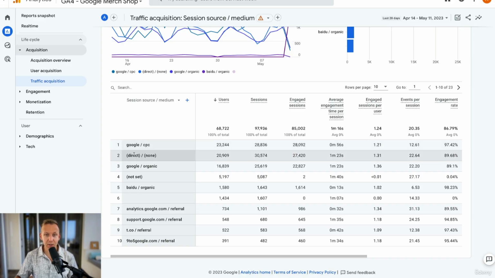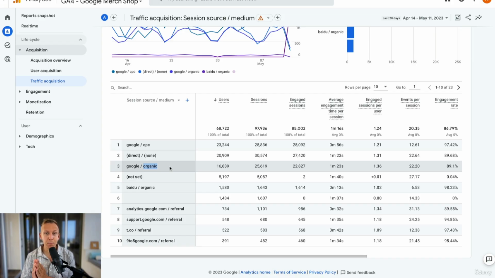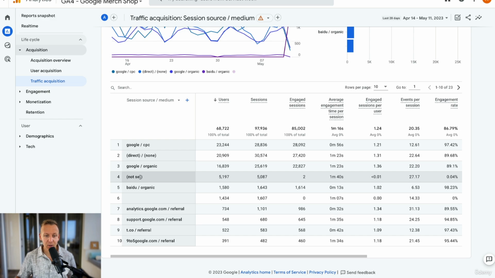The next one is direct traffic. Again, there's nothing to look at because it's just directly to the browser or through a bookmark or something similar. And then we have the source is Google, and it came in organically, and organically meaning it was not paid for, so it appeared as a search result in Google. Going down, not set is not understood, the data isn't clear. And then we have Baidu, the Chinese search engine, and they came in organically through that search engine.